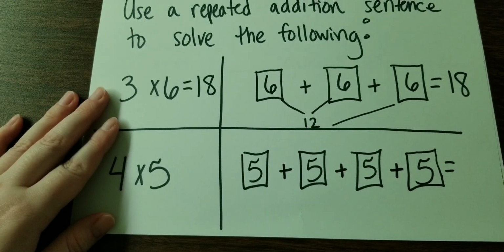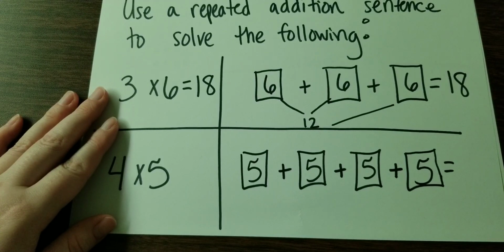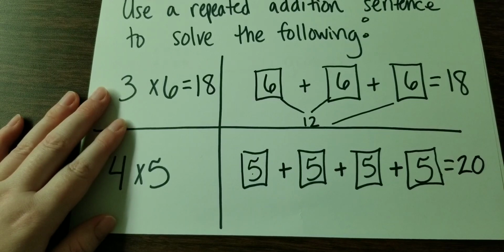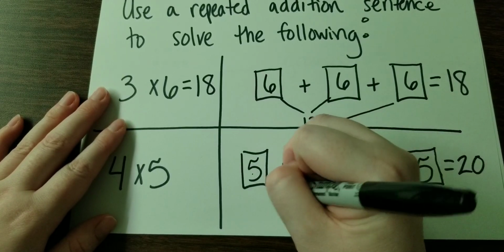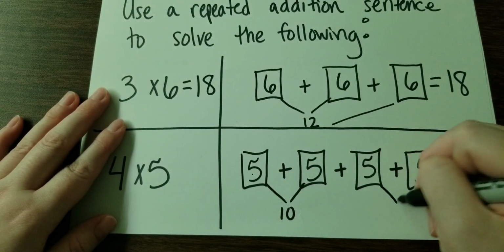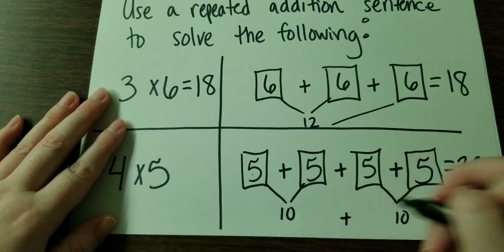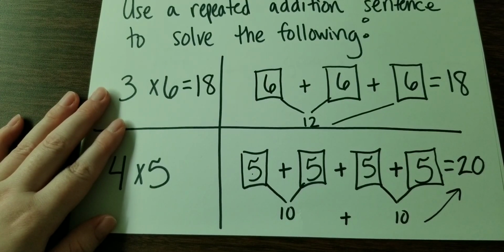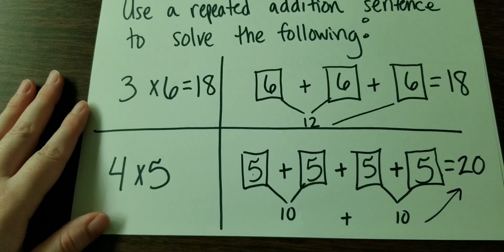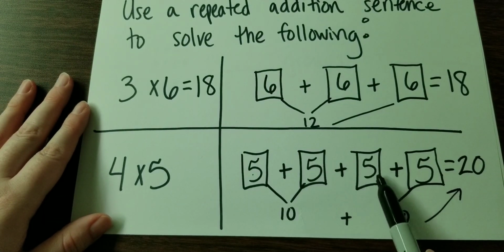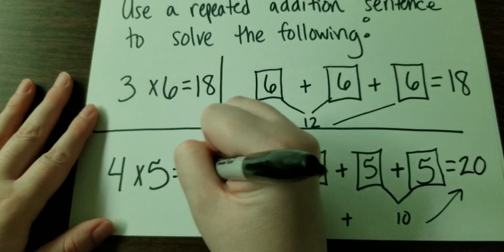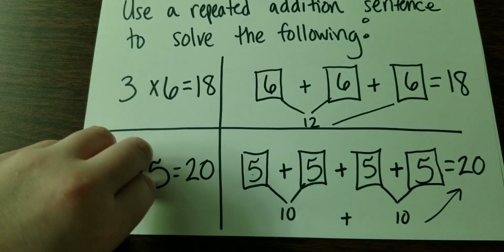I can use known facts or skip count by 5s. 5, 10, 15, 20. Or known facts. 5 plus 5 is 10. 5 plus 5 is 10. 10 plus 10 is 20. So, repeated addition, 5 plus 5 plus 5 plus 5 equals 20. So I know 4 times 5 equals 20.